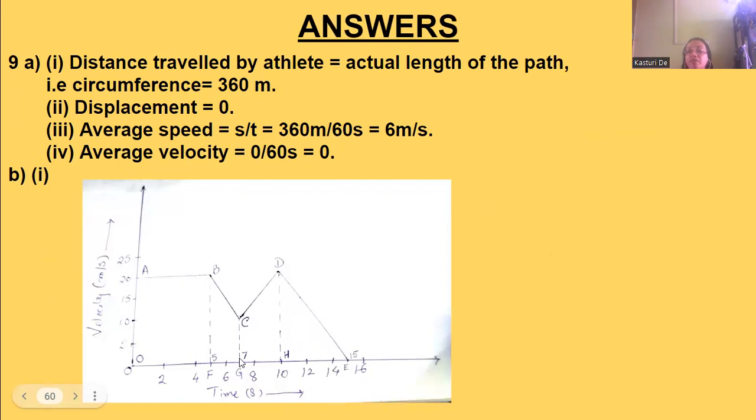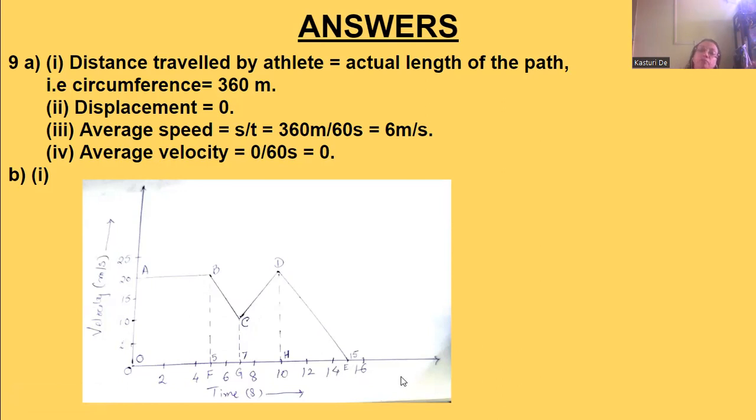Then after 7 seconds, how much is it? 10 meters per second. Then after 10 seconds, it again becomes 20 meters per second. And then it retards, and around 15 seconds, it comes to rest. So this will be the diagram of the graph of this question.